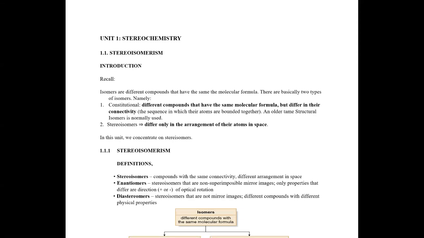Basically, we have two types of isomers: constitutional isomers and stereoisomers. To differentiate these two, constitutional isomers are different compounds that have the same molecular formula, but they differ in their connectivity. When you talk about connectivity, we talk about the sequence in which their atoms are bonded together. Then stereoisomers differ only in the arrangement of their atoms in space.